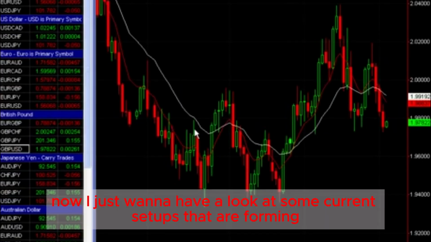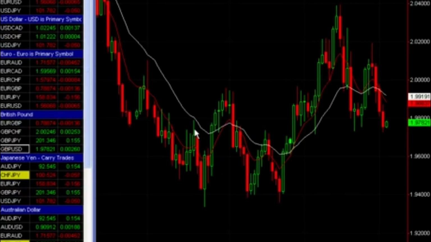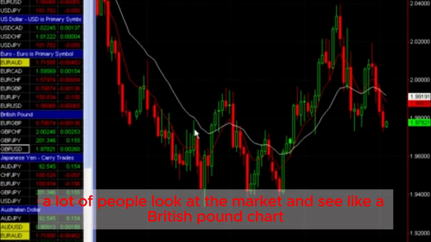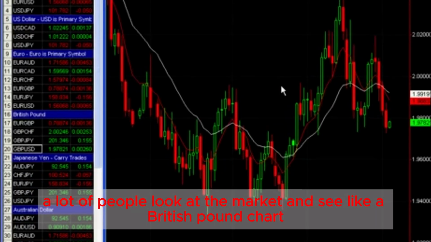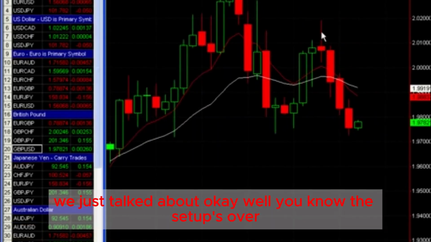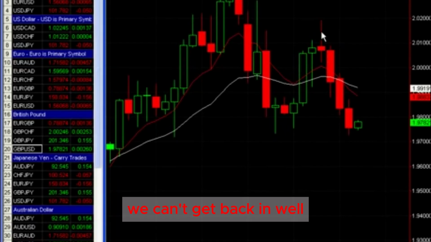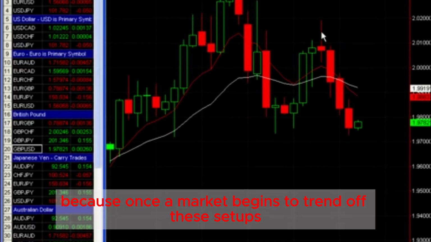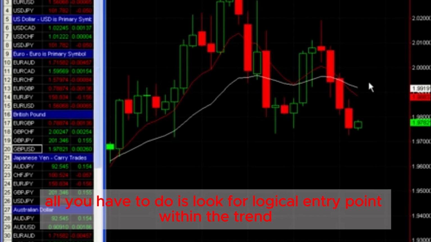Okay, now I just want to have a look at some current setups that are forming. Now, a lot of people will look at the market and see a British pound chart, and they see that the setup we just talked about came off. Okay, well, the setup's over, we can't get back in. Well, not necessarily, because once a market begins to trend off these setups, all you have to do is look for a logical entry point within the trend.